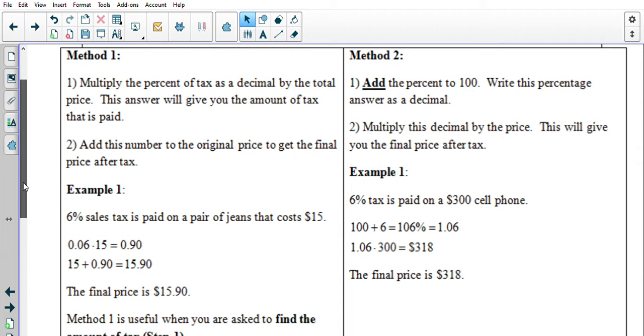Now, method 2, instead of subtracting from 100, you're going to add the percent to 100 because tax is something that's added on. Write this percentage answer as a decimal, then multiply this decimal by the price. It gives you the final price after tax. So if we have that $300 cell phone again and 6% sales tax, take 100% plus 6%, which is 106%, or 1.06. Take 1.06 times 300 and you will pay $318, including sales tax. So here in PA, if I want to find the final price of an item with sales tax, I just multiply the price by 1.06.